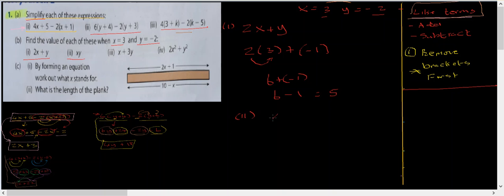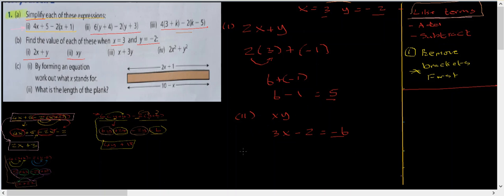So question 2 is just xy. What that means is it's x multiplied by y. So you can put in the value for x, which is 3, multiplied by the value for y, which is minus 2. So 3 multiplied by minus 2 is going to be equal to minus 6. Remember, unlike signs give minus, like signs give plus. So this is plus 3 multiplied by minus 2, which is equal to minus 6. So that's your answer.